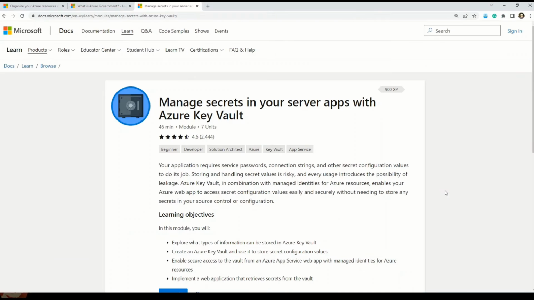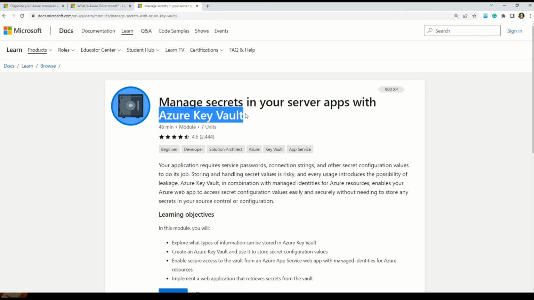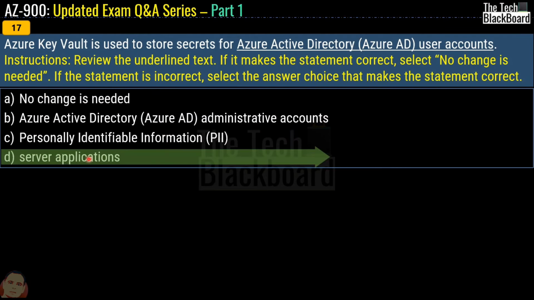And this is the Microsoft documentation to justify our answer. The very heading of the page says, manage secrets in your server apps with Azure Key Vault. I'm sure that I need not read this page further. The heading itself says that we use Azure Key Vault to store or manage secrets for our server applications. And that's the reason we have chosen server application as the answer to this question.